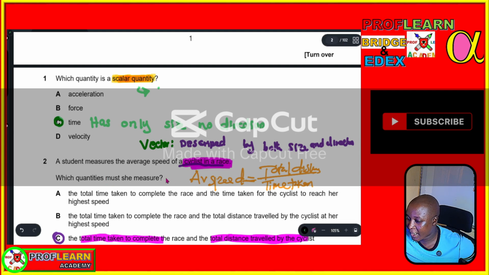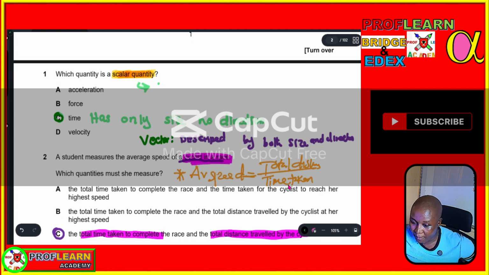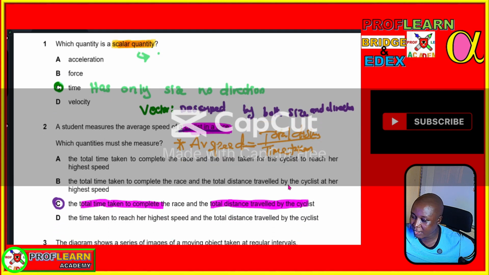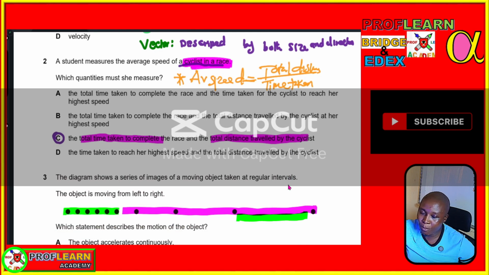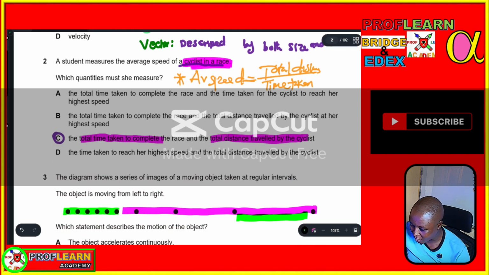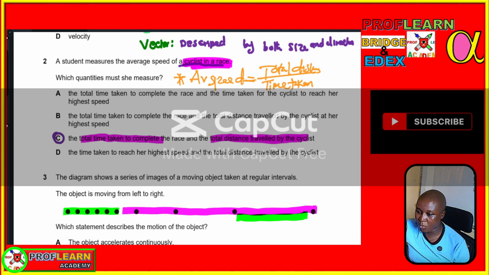Another aspect is average speed. Average speed is total distance over time taken, and that is going to be option C in that case. If I'm moving too fast, you can write in the comment section to slow down, but I believe we have to move a bit faster so that we can cover more in this particular live.